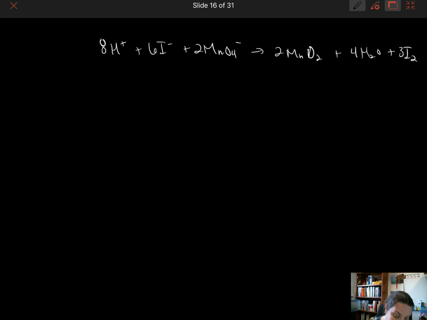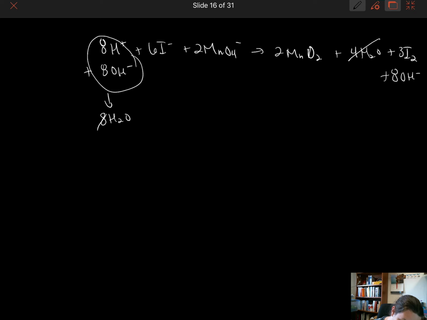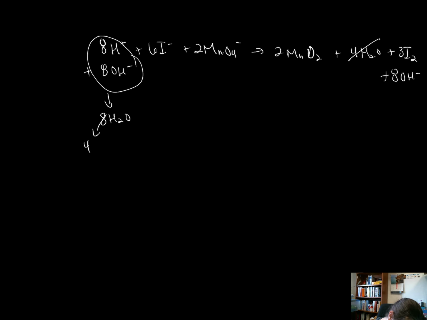We need to add the same number of hydroxides to both sides as we have H plus ions, so we'd add 8 OH minus to both sides. These will combine to produce 8 waters, which will then cancel out all of those waters, like so, and we end up with 4 H2O plus 6I minus plus 2 MnO4 minus goes to 2 MnO2 plus 3I2 plus 8 OH minus.